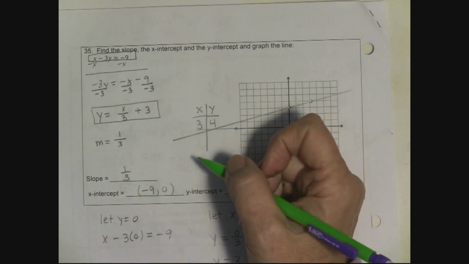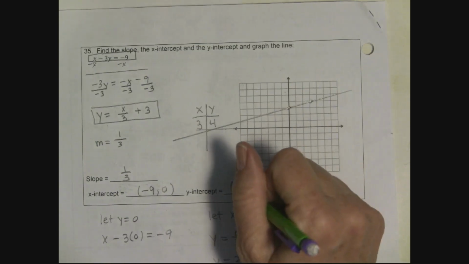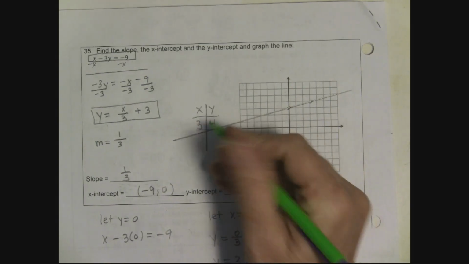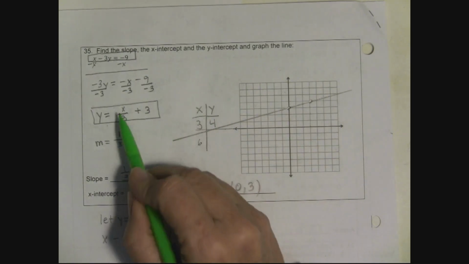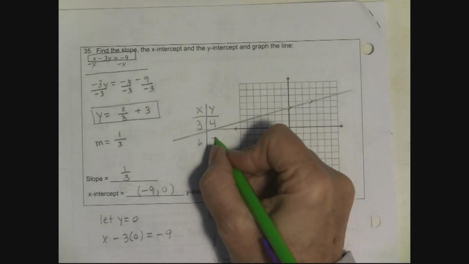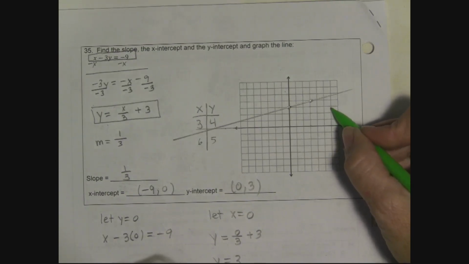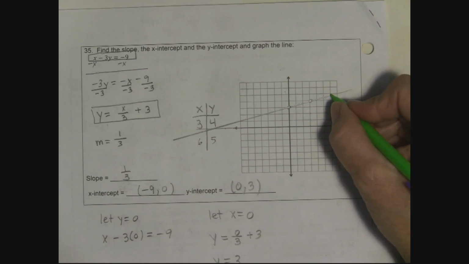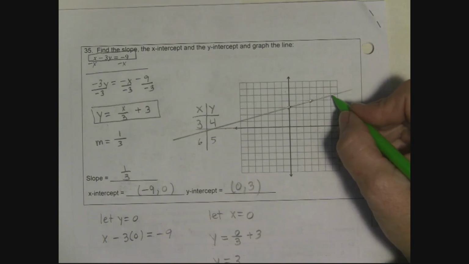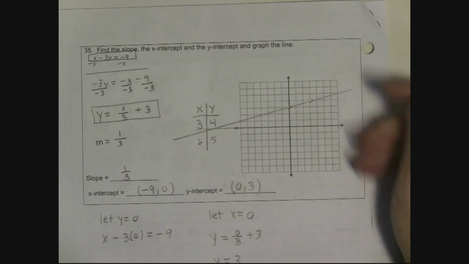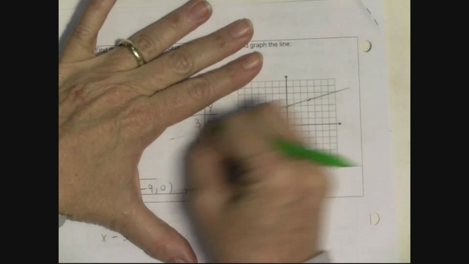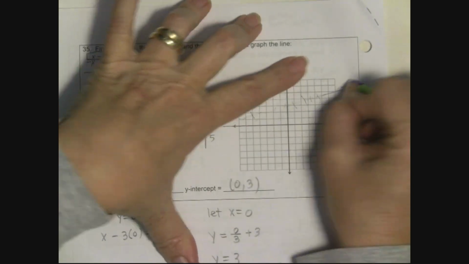Okay. I don't want to pick 0 because I know I'll get 3. How about 6? So 6 divided by 3 is 2 plus 3 is 5. And so (6, 5), 1, 2, 3, 4, almost. I mean, it's going through just slightly under. Okay, so now, you're like, man, are you that much of a perfectionist?